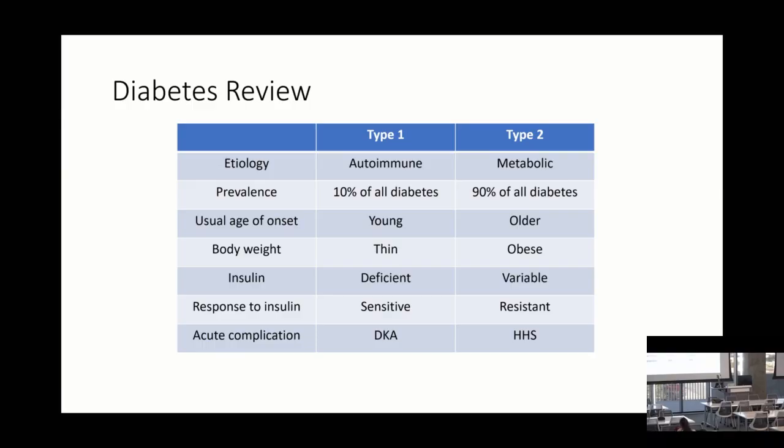I put variable because initially there can be insulin, but if it lasts for a long time, you can have declining insulin and beta cell function over time, and that sometimes will mimic type 1 diabetes after several years of type 2 diabetes. And type 1 is insulin sensitive, whereas type 2 is insulin resistant. The most common acute complication of type 1 is DKA, while type 2 is HHS.